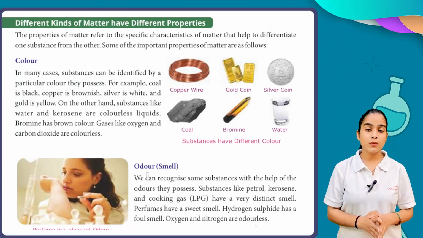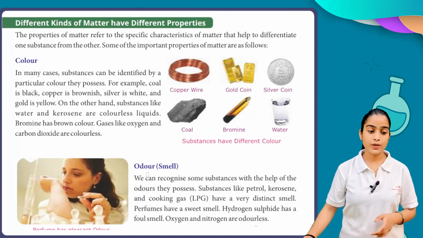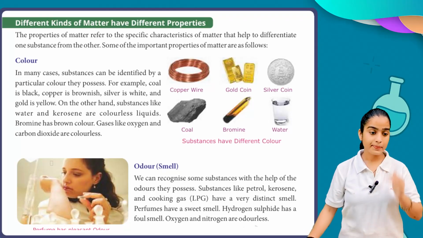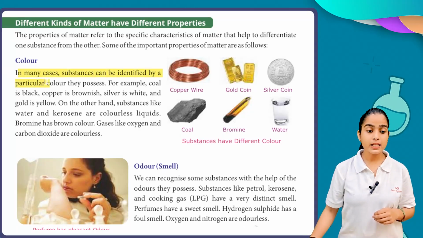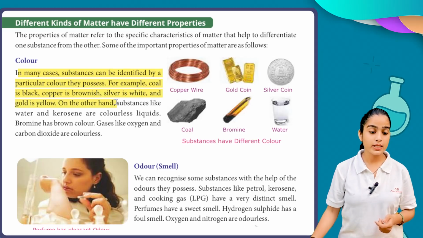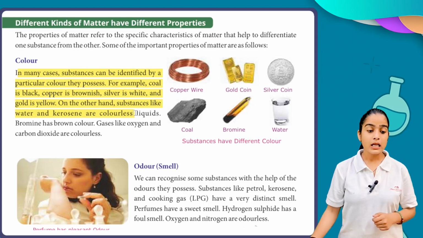First, we distinguish on the basis of color. In many cases, a substance can be identified by a particular color it possesses. For example, coal is black, copper is brown, silver is white, and gold is yellow. On the other hand, substances like water and kerosene are colorless. Liquid bromine has a brown color, and gases like oxygen and carbon dioxide are colorless.